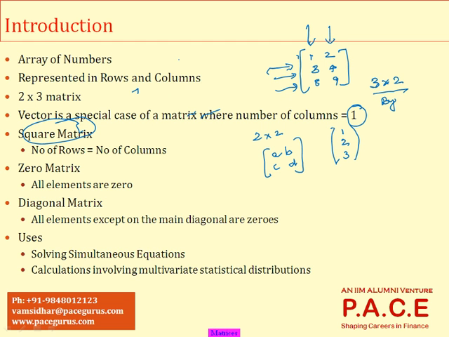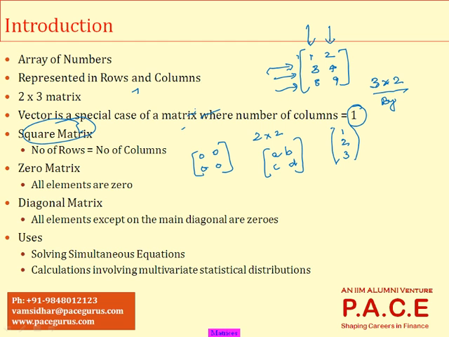Another important classification of the matrix is a zero matrix. All the elements inside that matrix should be zeros. Those kinds of matrices are called zero matrices. It could be of the size 1 by 1, 2 by 2, 2 by 3, whatever may be the size of it. It need not be a square matrix. When all the elements of that matrix are 0, then we call it a zero matrix.